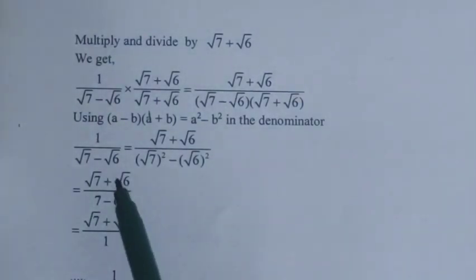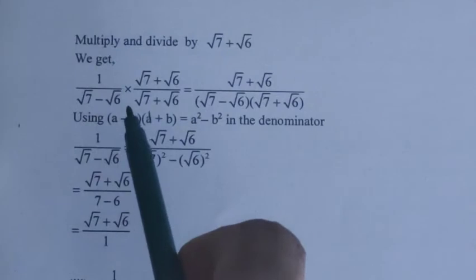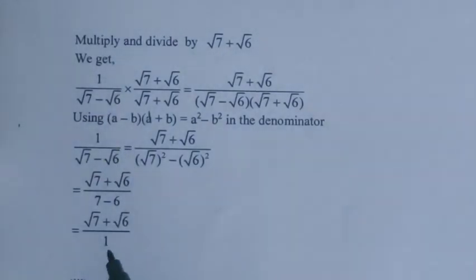So our answer is root 7 plus root 6 divided by 7 minus 6. How did we get 7? Root 7 square is 7, root 6 square is 6. So we got root 7 plus root 6 by 1. If you compare with the question, root 7 minus root 6 is an irrational number, but after rationalizing the denominator, what we got in the denominator is 1 only, so it is a rational number. So rationalizing the denominator means we should remove the root sign from the denominator. Now we are getting a number which is rational.